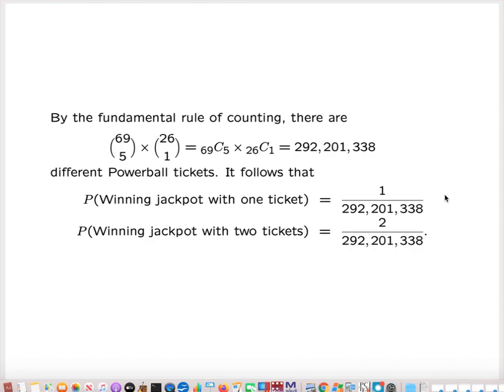Now, if you happen to have or buy 2 Powerball tickets, then there are 2 ways that you can win, corresponding to the 2 tickets that you have. So if they select either of your 2 tickets, then you win. So the probability of winning with 2 Powerball tickets is 2 over that large number. So in both cases, it's very unlikely that you're going to win.